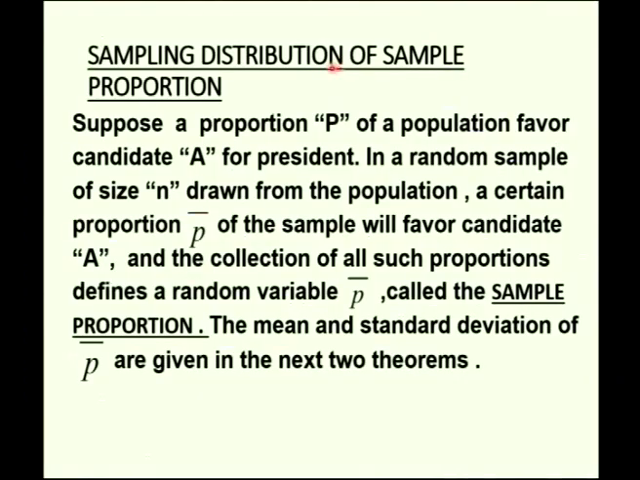After discussing the sampling distribution of sample mean, next in continuance we have the sampling distribution of sample proportion. That is, suppose a proportion P of the population favors candidate A for the president post. In a random sample of size n drawn from the population, a certain proportion P bar of the sample will favor candidate A, and the collection of all such proportions defines a random variable P bar called the sample proportion. Now, the mean and standard deviation of P bar are given in the next two theorems, which will be discussed in the next session.